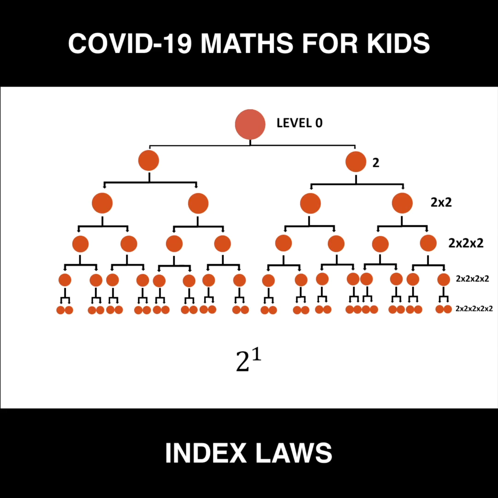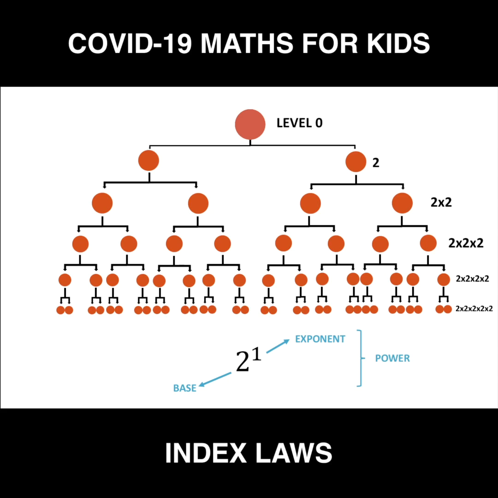Take a look at this example down the bottom. 2 is what's known as the base, and the 1 that's written smaller to the upper right hand corner of the 2 is called the exponent. Now the exponent tells us how many times the base will be used in multiplication. Overall, this is known as the power. So we would read it as 2 to the power of 1.